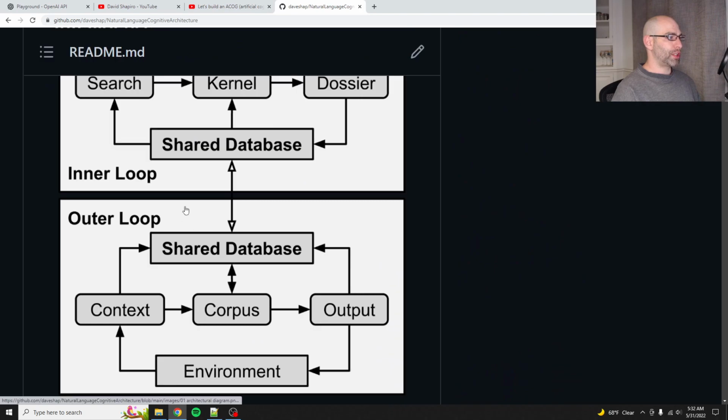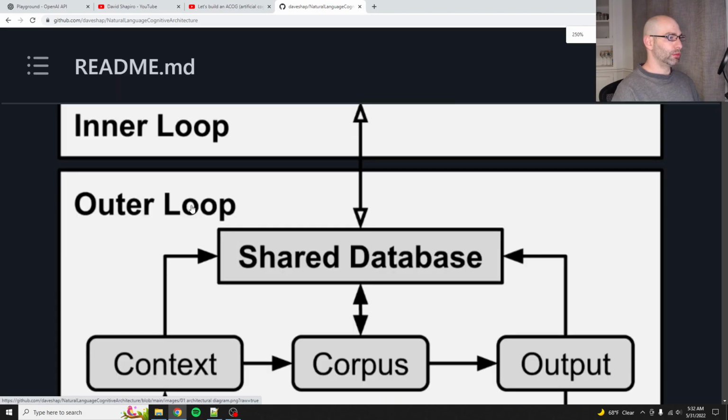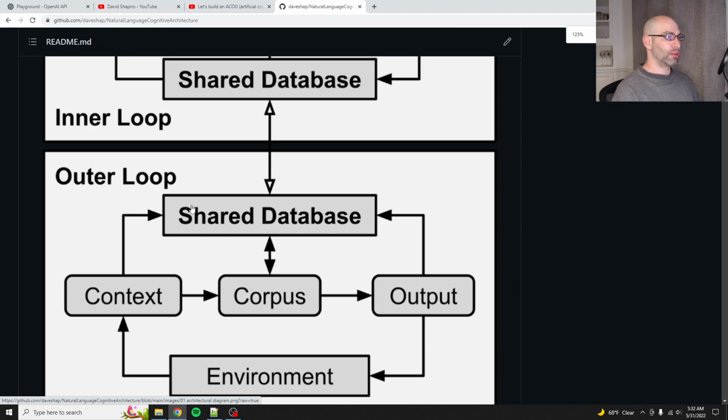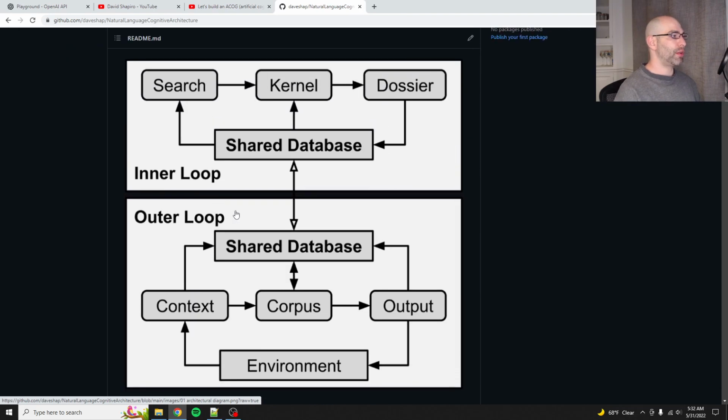The overall architecture is right here. Whoops, let me zoom out a little. I know what I'm doing, I promise. Why isn't it? There we go. Okay, now you can see it.